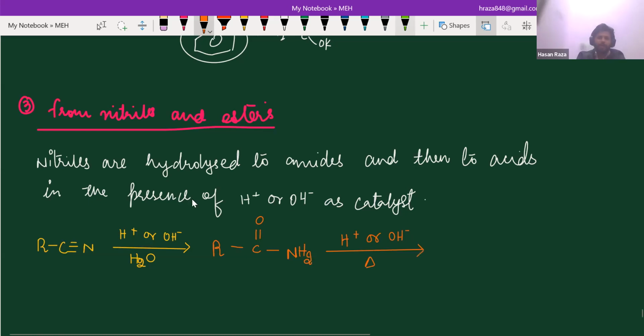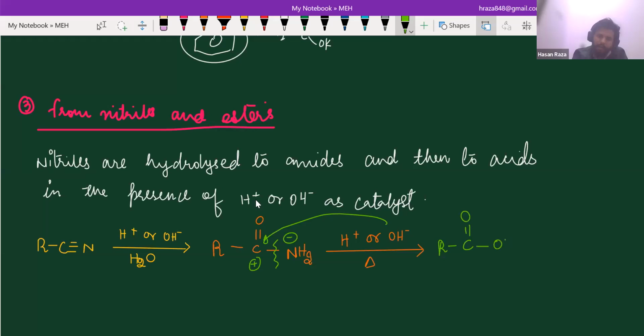Then carboxylic acid will form. How will carboxylic acid form? This bond will be broken. As you can see, this will have negative, this will have positive. So this negative will attach with this carbon. So this will be converting directly into carboxylic acid. So this is how we prepare carboxylic acid from nitriles. So please do write it. Don't write ester here. From nitriles and amides.